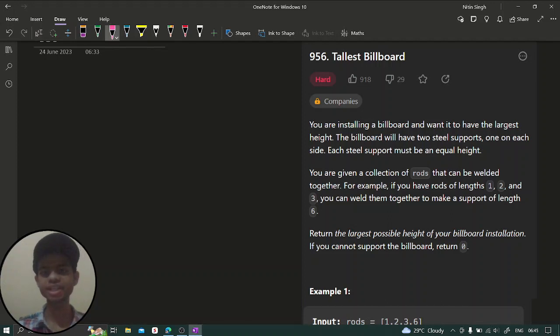Hi everyone. In today's challenge, we are going to solve this problem. The problem name is Tallest Billboard and the problem number is 956.